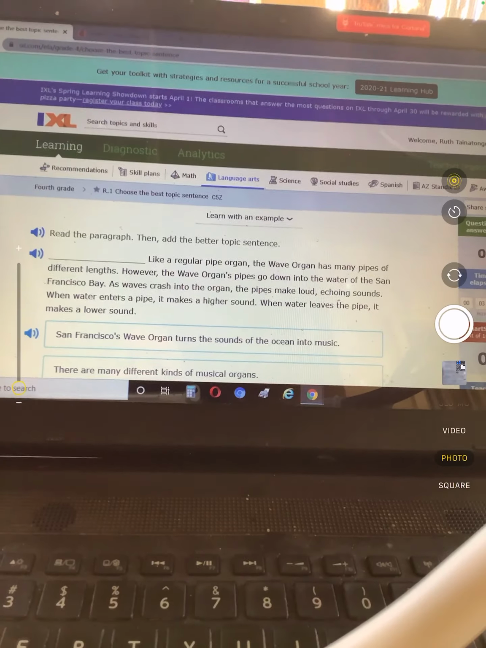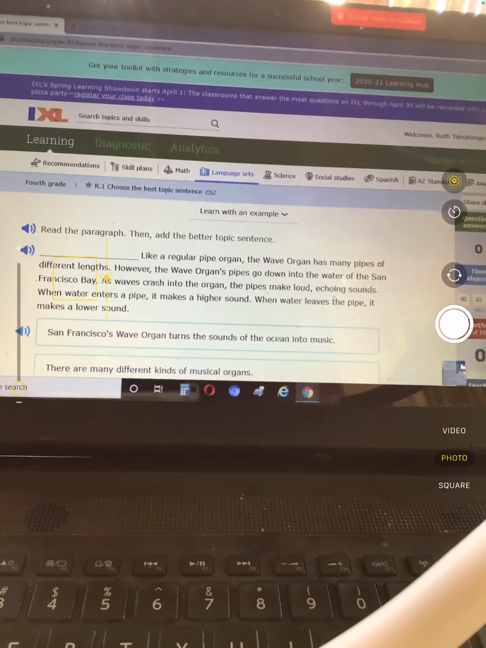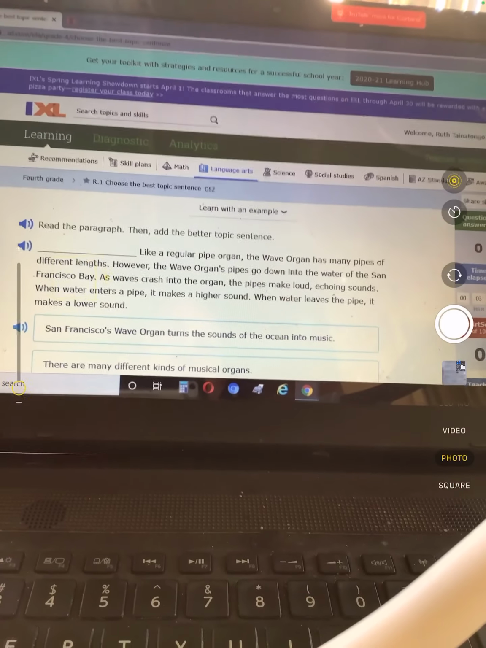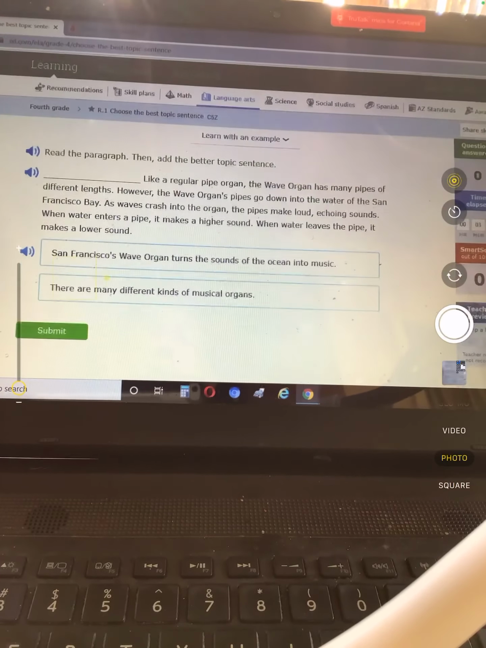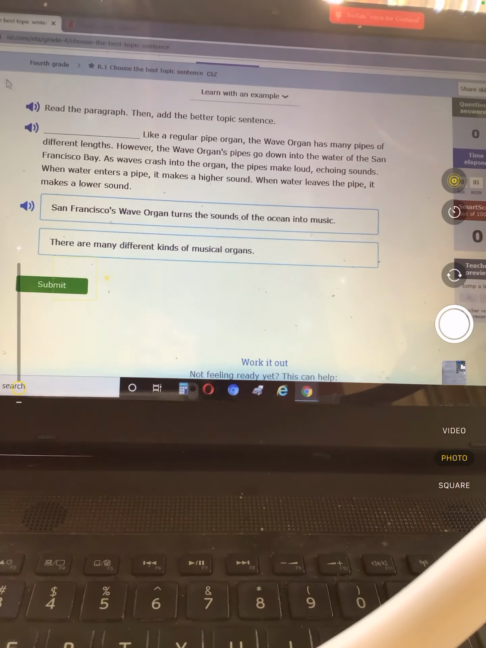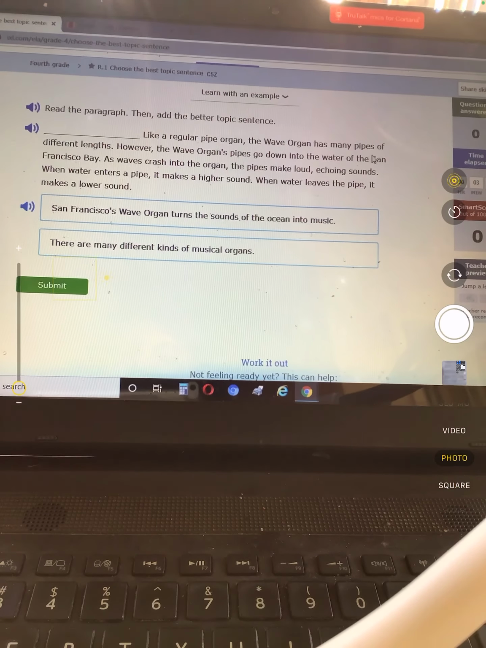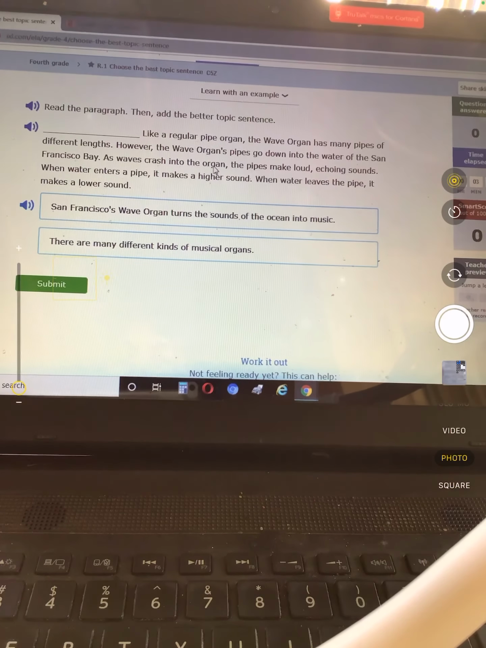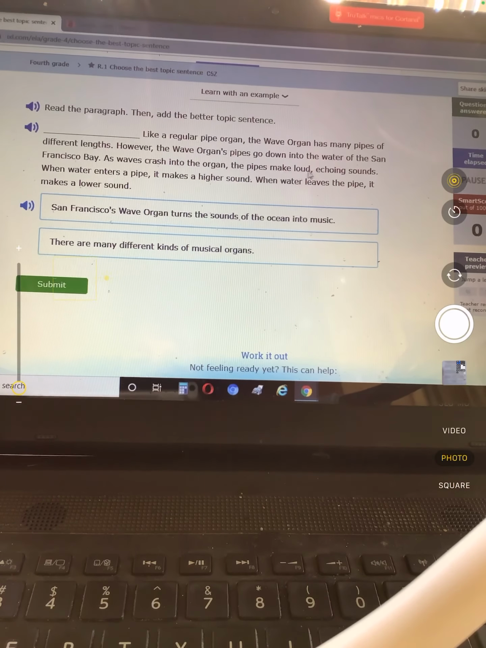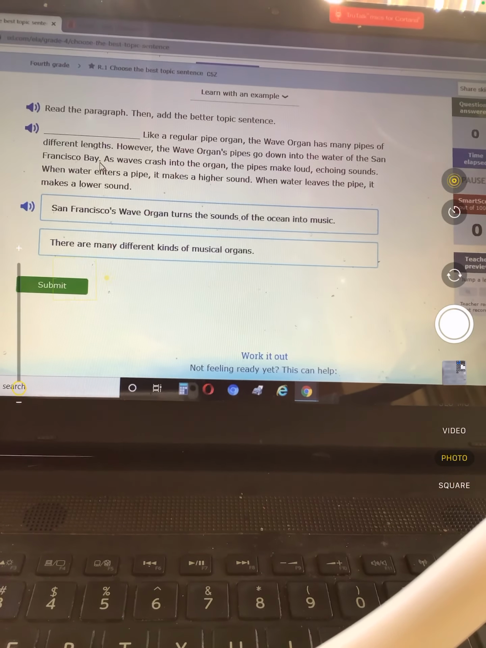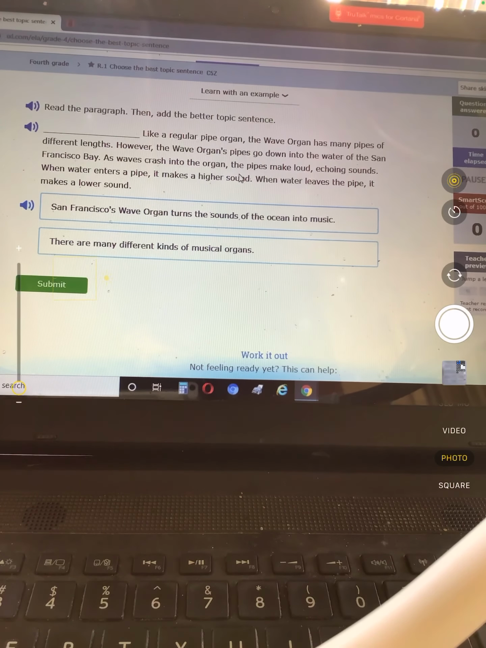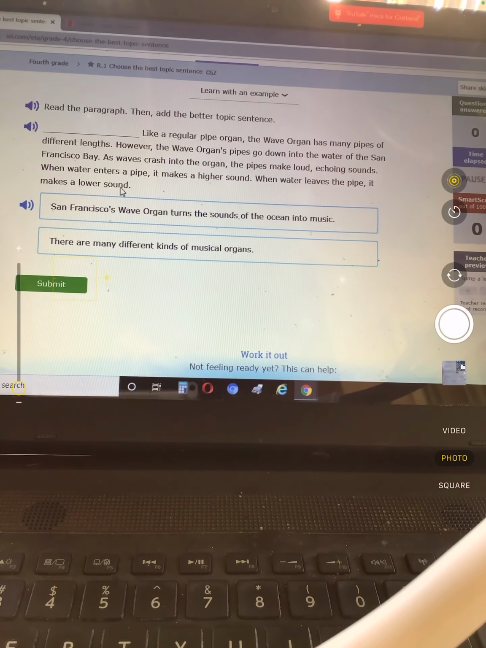Okay. So we wanna figure out what is the topic sentence there, okay? So this tells us to read the paragraph, and if it helps you, don't forget to use this to read for you, okay? Blank. Like a regular pipe organ, the wave organ has many pipes of different lengths. However, the wave organ's pipes go down into the water of the San Francisco Bay. As waves crash into the organ, the pipes make loud echoing sounds. When water enters a pipe, it makes a higher sound. When water leaves the pipe, it makes a lower sound.